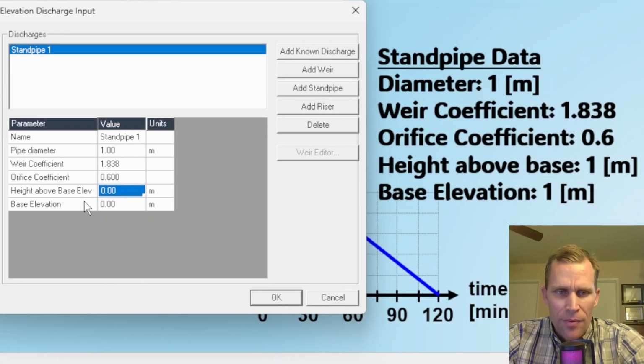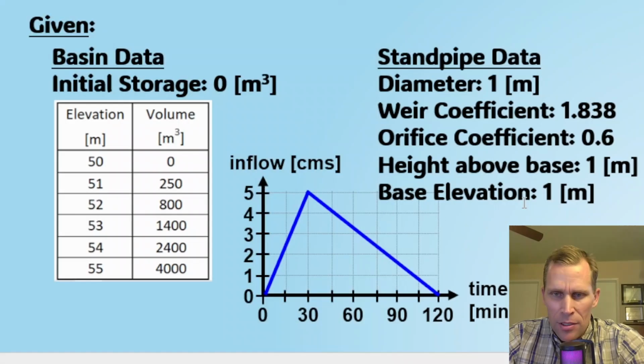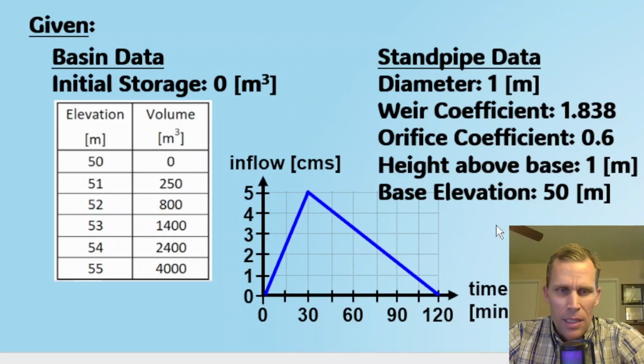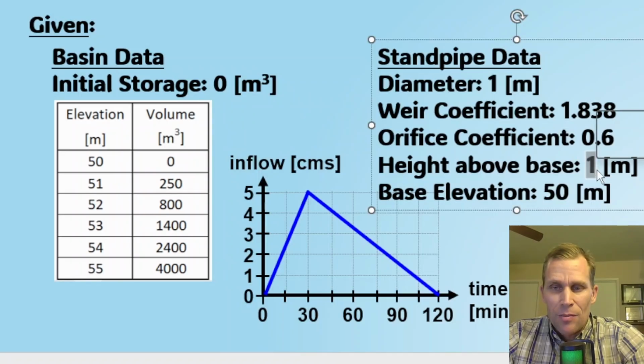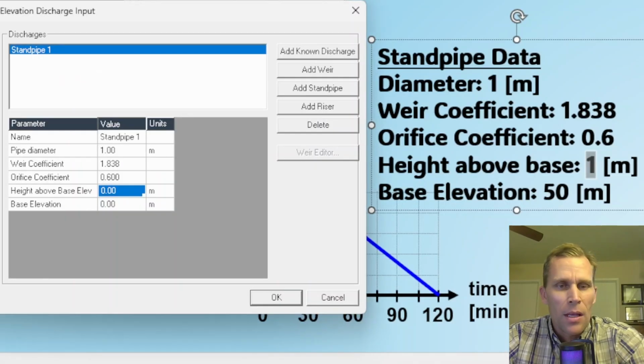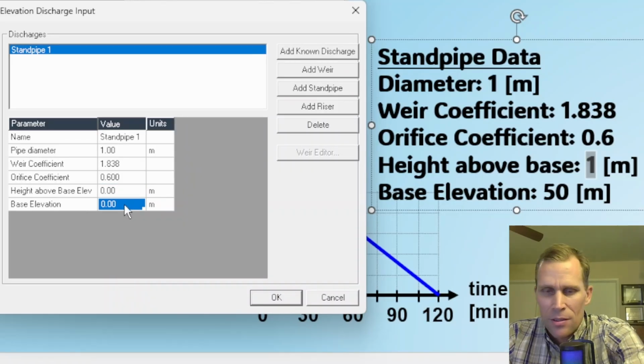All right, height above the base elevation. Now the base elevation is, what am I doing? So this is supposed to be 50. Sorry about that. It's supposed to be the base elevation of the basin. Not sure why that was 1. And then we want the height above the base elevation to be 1 meter, meaning any water above the elevation of 51 meters will eventually flow out of the basin. So we're going to have, I guess, 250 meters cubed of inactive storage, I guess you could call it, subject to evaporation, but whatever. All right, so base elevation is 50 meters.